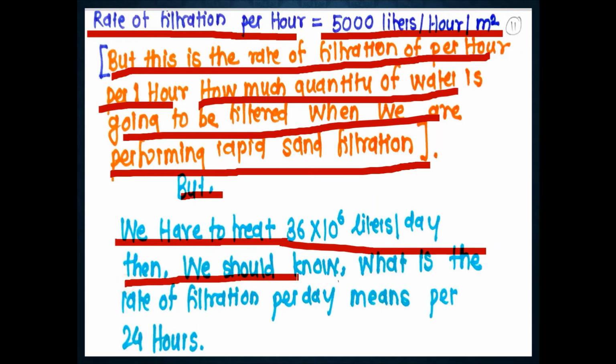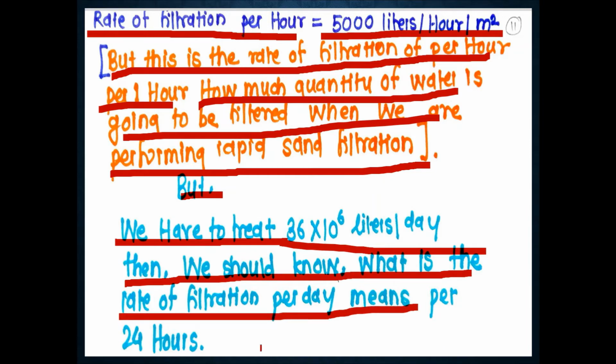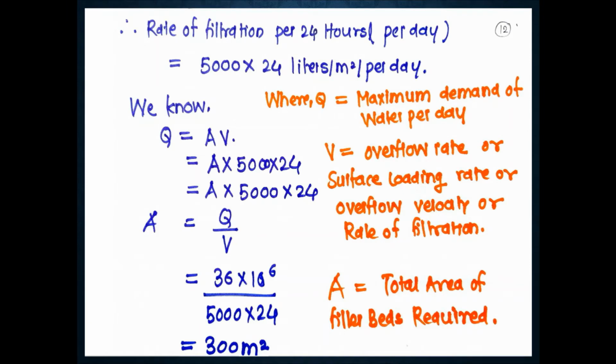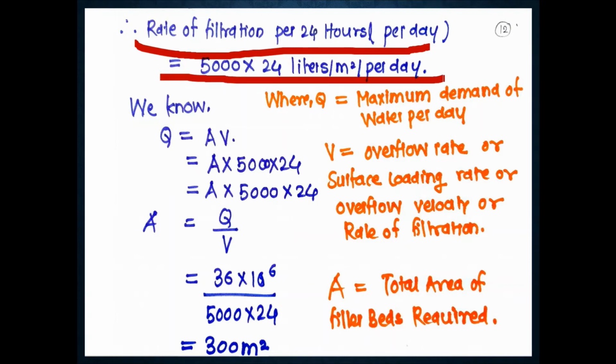Then we should know what the rate of filtration per day is, meaning per 24 hours. Hence we have to convert this per hour into per 24 hours or for 1 day. Hence the rate of filtration per 24 hours, we just have to multiply it by 24. For 1 day we will get liters per meter square. Now in this case it is not per 1 hour but per day, because we have multiplied it by 24 hours.